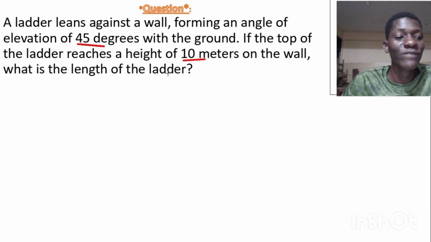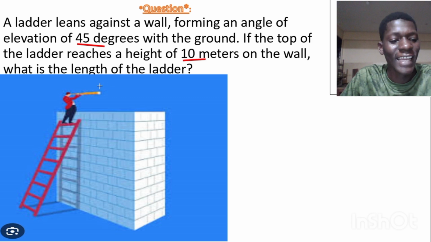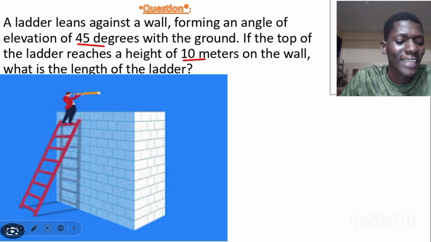So let's view this and analyze it. So this is the ladder. And at this point, you can see from this point down is 10 meters. And the angle that the ladder forms with the ground is 45 degrees. So, what is the length of this ladder? That's the hypotenuse. You can see the shadow has formed a triangle. You see, this is the straight line, this, and this. The ladder is the hypotenuse of the triangle.